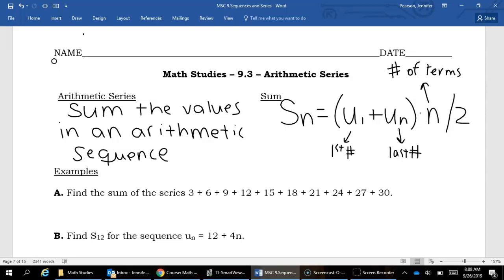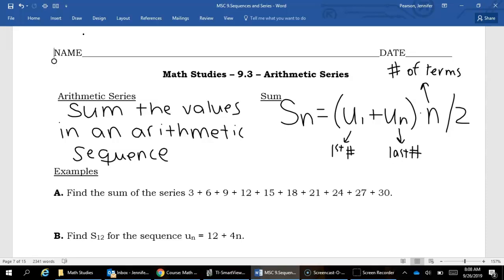So, if I'm looking at the series 3 plus 6 plus 9 plus all the way up to plus 30, I could go 3 plus 6, that's 9, plus 9, that's 18, plus 12, plus 15, and keep getting those sums along the way. But this formula is going to add those numbers for me in one step.